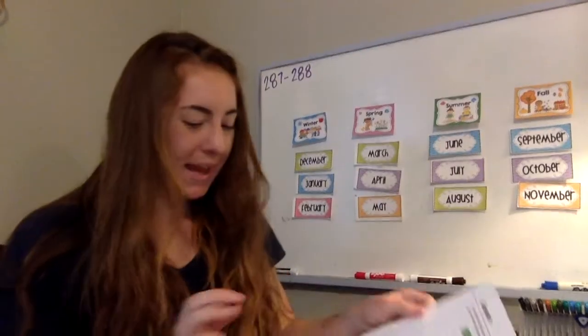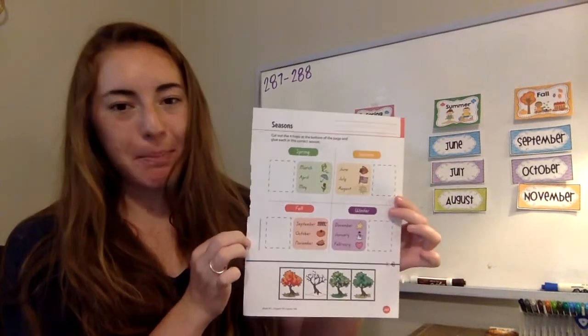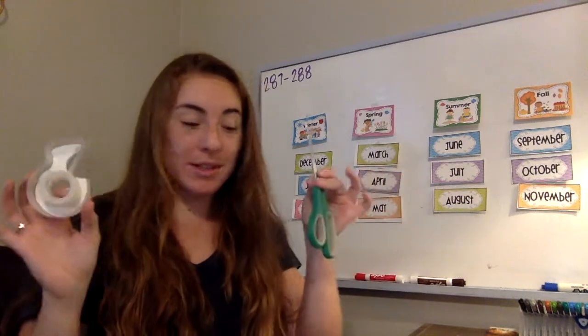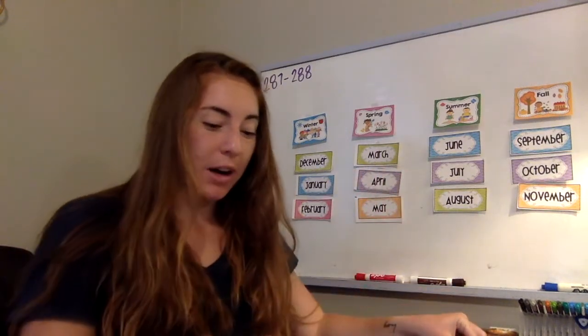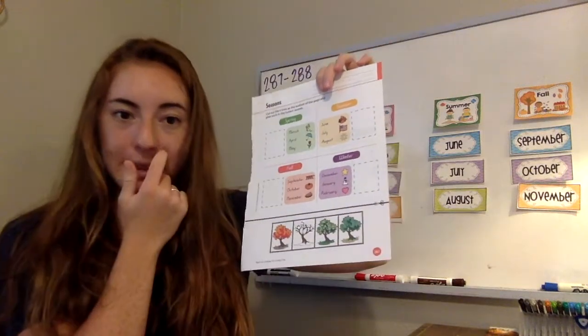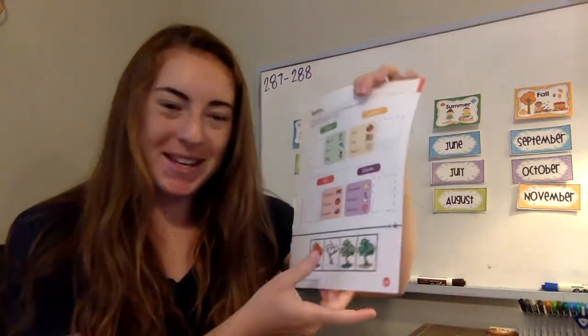Now for page 287 for math, you need some scissors and some tape or some glue. So for the first part, we have to do some cutting. We have to cut out the 4 trees at the bottom of the page. So will you do that with me?